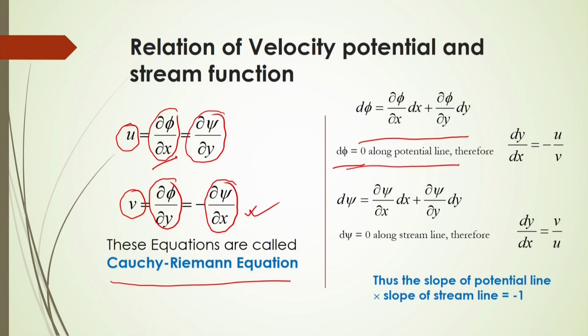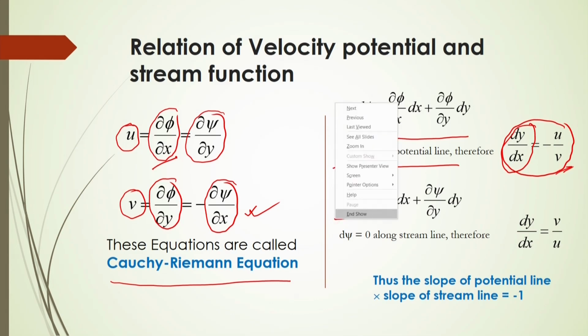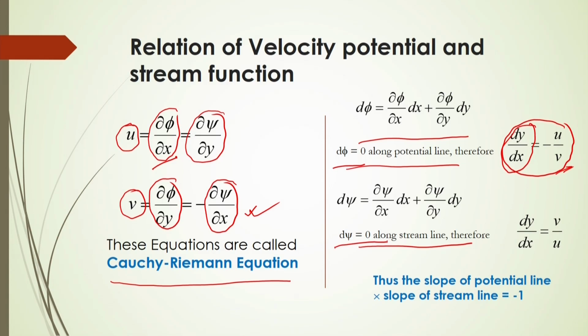So, based on this you can express the tangent of the velocity potential line, that dy/dx will be equal to minus u by v. And also if we express dψ as ∂ψ/∂x into dx plus ∂ψ/∂y into dy, then along the streamline dψ will be equal to 0, based on which the tangent, dy by dx, will be equal to v by u.